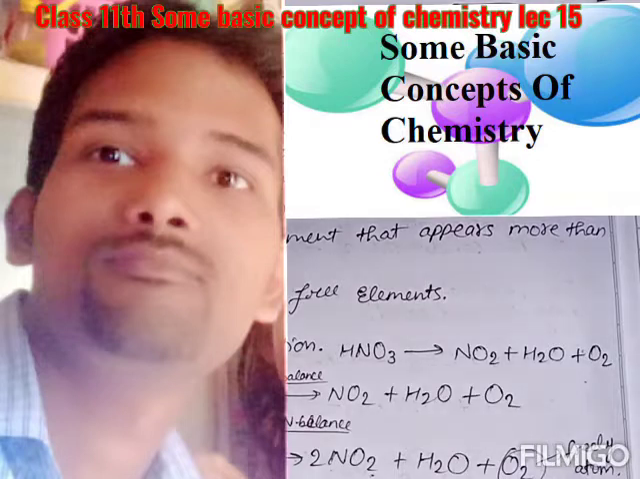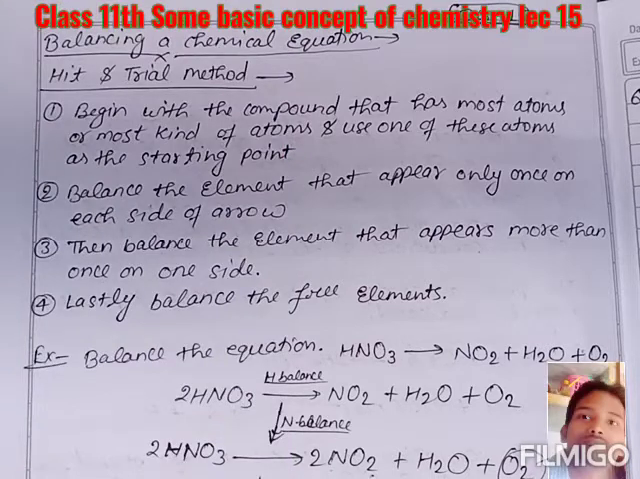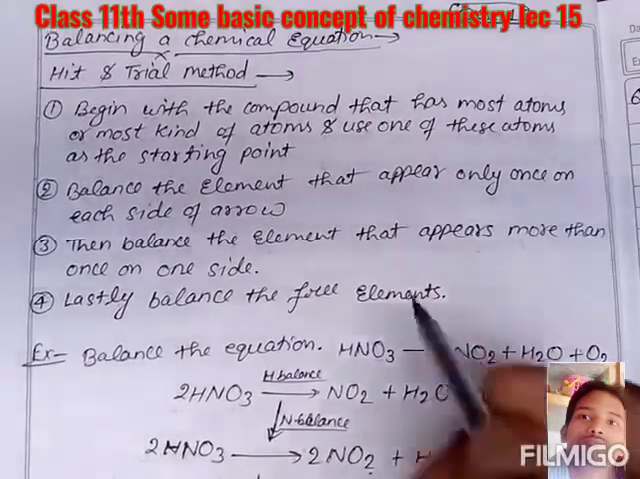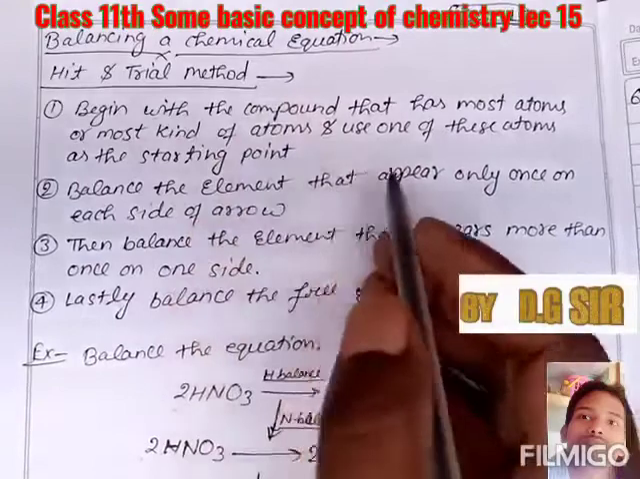Today we are discussing the class 11 first chapter, Some Basic Concepts of Chemistry, lecture 15, which is the last and in-depth lecture of this chapter. Today's is a very important topic, that is balancing chemical equations by the hit and trial method.